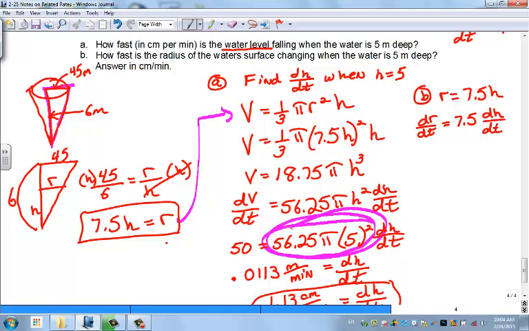And then we go ahead and plug in what we just found dh/dt to be, which was 1.13. So we get dr/dt equals 7.5 times 1.13, or dr/dt equals 8.48 centimeters per minute.